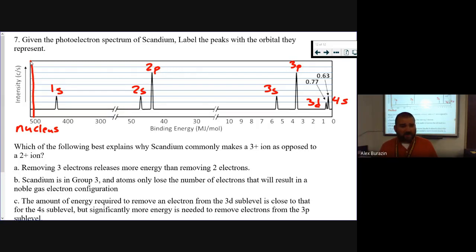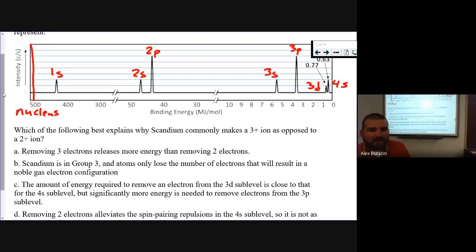All right, so here's the question. Which of the following best explains why scandium commonly makes a 3+ ion as opposed to a 2+ ion? In other words, scandium prefers or likes to lose 3 electrons as opposed to just losing 2. Why would that maybe be the case?